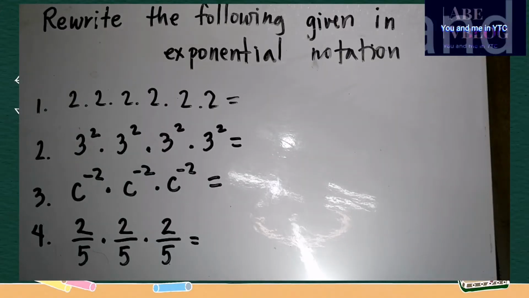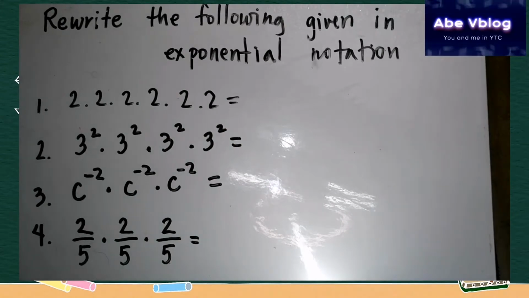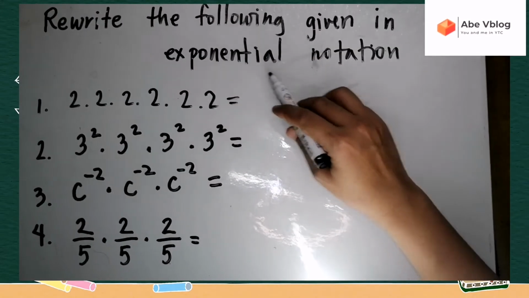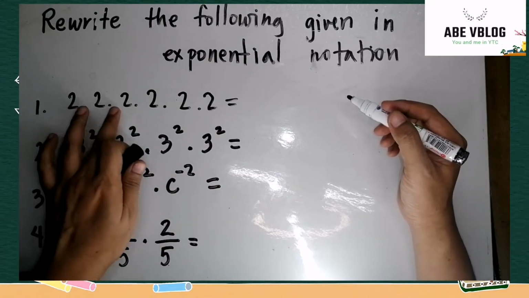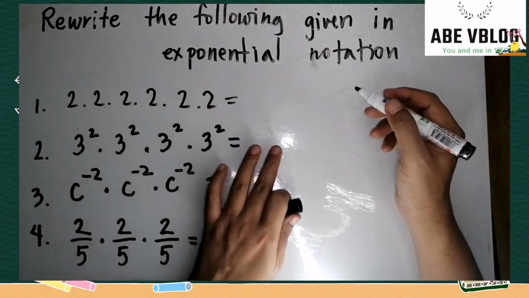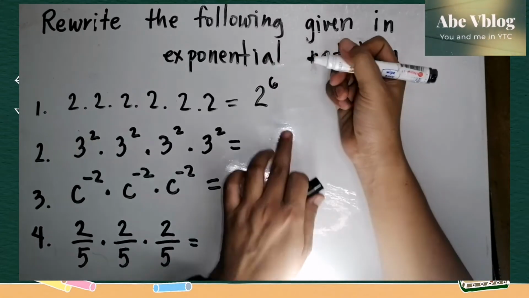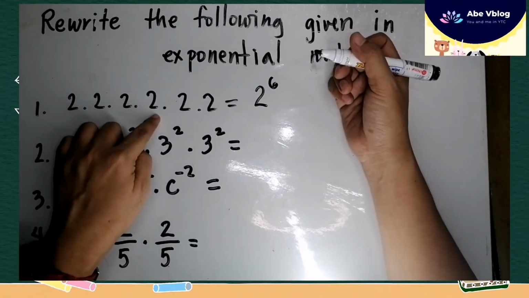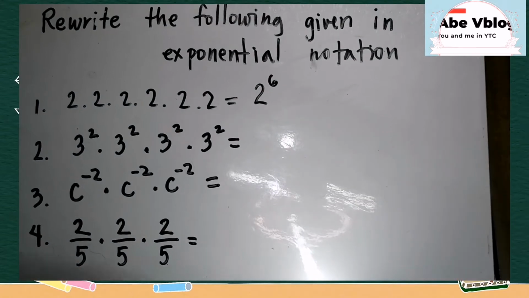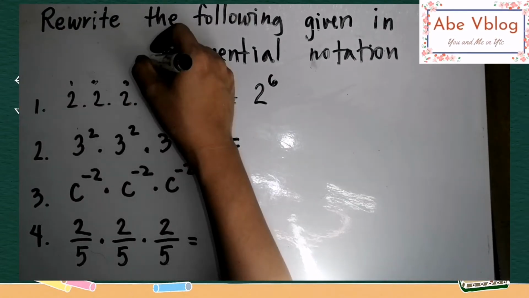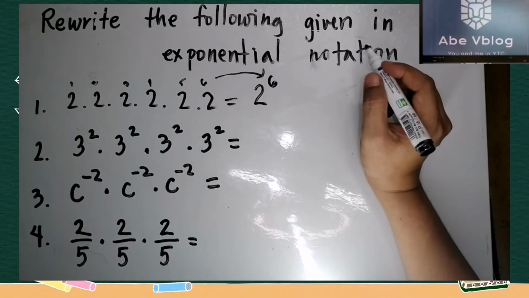To start with, let's have some examples. We write the following in exponential notation. So we're going to rewrite it in exponential notation: 2 times 2 times 2 times 2 times 2 times 2. We write the base, which is 2, then we have 6 as the exponent because we count 1, 2, 3, 4, 5, 6. So I put the numbers so that you can see how I got the exponent. I counted it and that's 6.